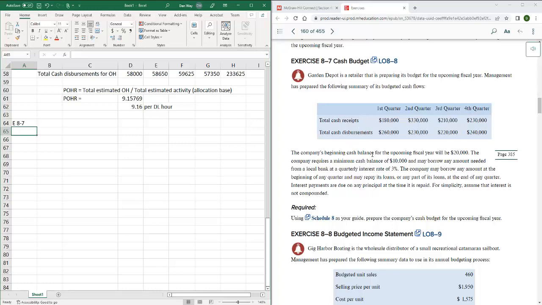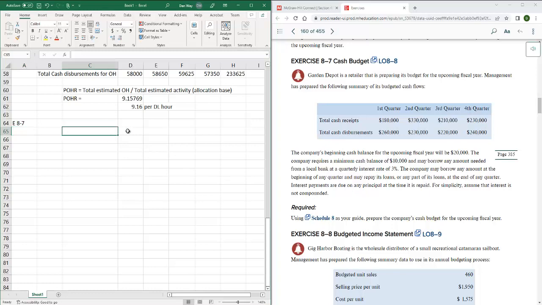The company's beginning cash balance for the upcoming fiscal year will be $20,000. The company requires a minimum cash balance of $10,000 and may borrow any amount needed from a local bank at a quarterly interest rate of 3%. The company may borrow any amount at the beginning of any quarter and may repay its loans or any part of its loans at the end of any quarter. Interest payments are due on any principal at the time it's repaid. So for simplicity, we want to assume that interest is not compounded.